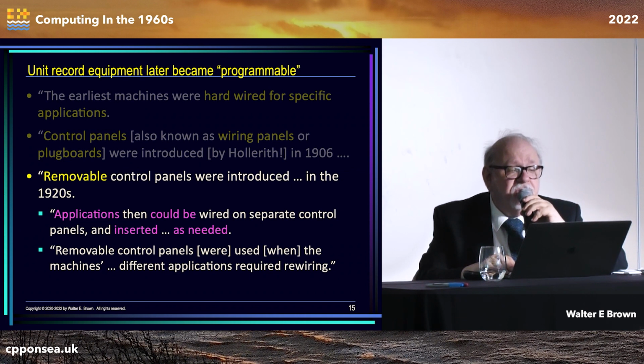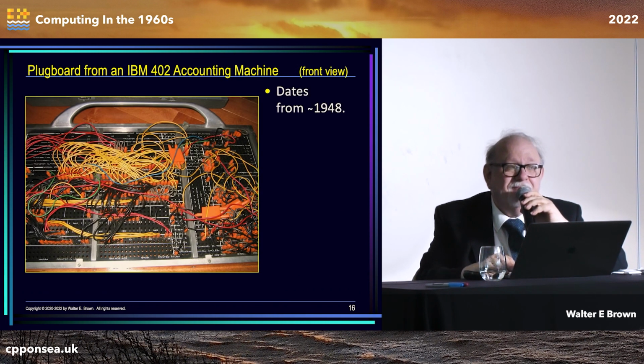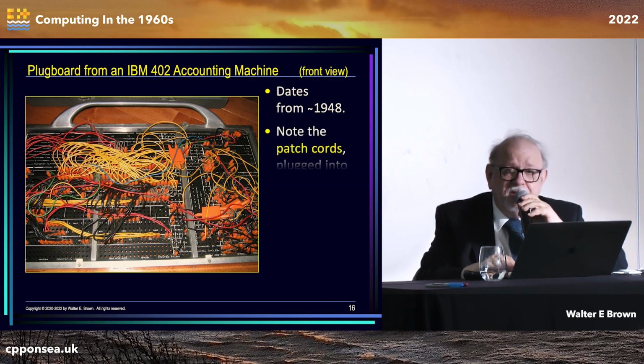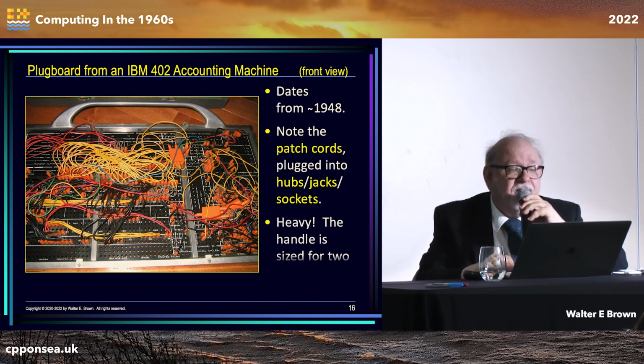They were used when the machine's different applications required rewiring. This is what we're talking about. This was programming. This particular one dates from about 1948. Notice, of course, the patch cords plugged into what were variously referred to as hubs, jacks, or sockets. And by the way, these things were heavy. It's hard to tell from the picture, but that handle is sized for 2 hands.